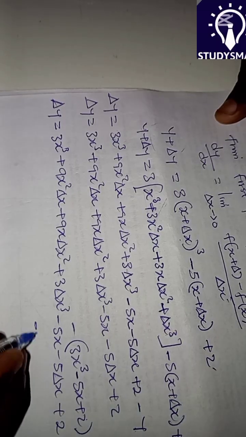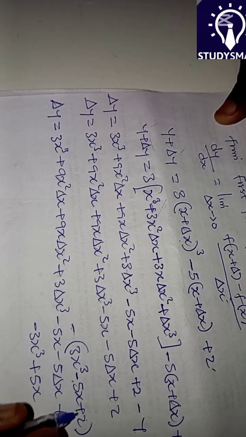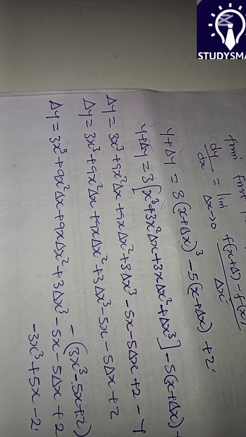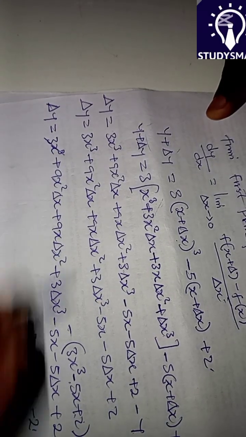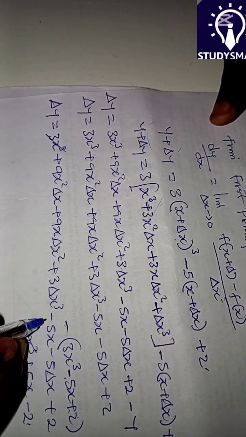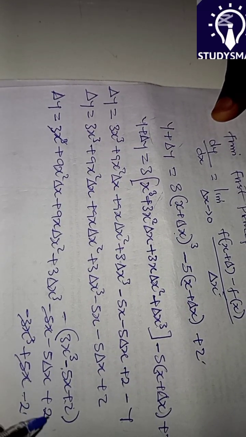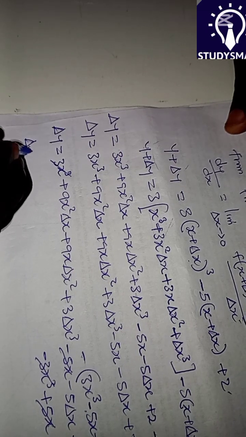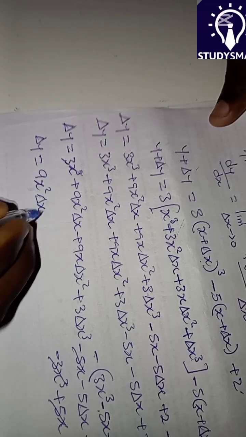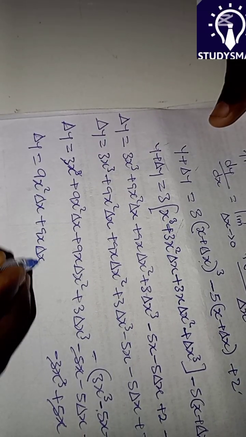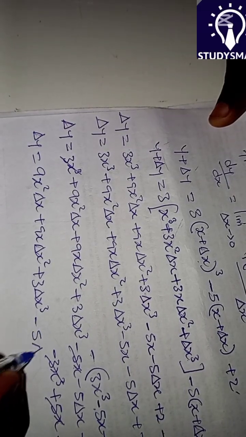3 delta x cubed minus 5x minus 5 delta x plus 2. Then this and this will give me minus 3x cubed. This will change to plus 5x. This will change to minus 2. Right, so you notice that this is minus 3x cubed and this is 3x cubed, so this and this can cancel out. This is 5x and this is minus 5x, so this and this can also cancel out. This is minus 2 and this is plus 2, so it can cancel out. So I'm left with delta y equal to 9x squared delta x plus 9x delta x squared plus 3 delta x cubed minus 5 delta x.